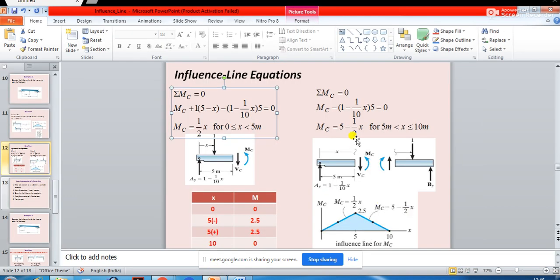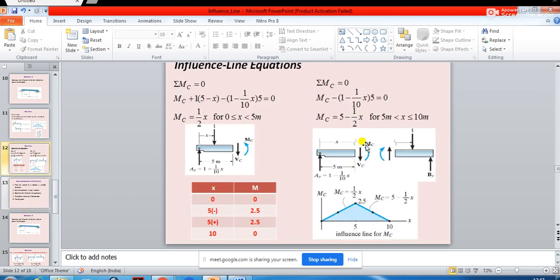So now you have understood how these two equations are coming. You see very clearly it is shown over here. When this load is moving over here, why does this equation not consider this load 1? Because it has just crossed this point C. So there is no question of taking moment of this unit load when you are considering the 5 meter to 10 meter length. Now if you plot these two equations, half of x and 5 minus half of x, you are going to get a straight line like this.